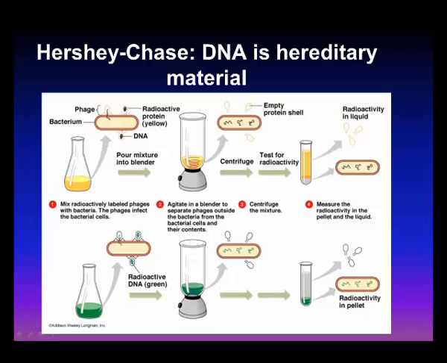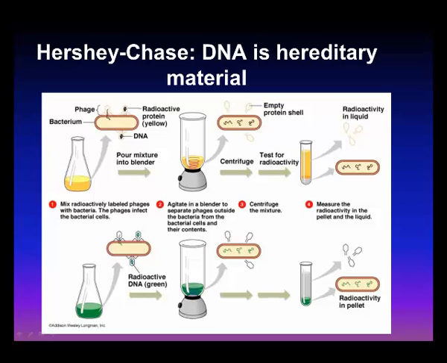So bacteriophages were really ideal for trying to determine the function of DNA and proteins, and specifically which of those was the hereditary material. The reason that bacteriophage were so good for this purpose is they have a very simple structure. It's just a protein coat and a nucleic acid on the inside.